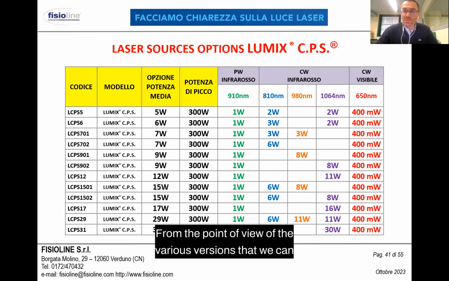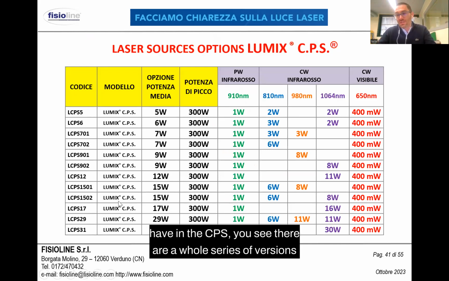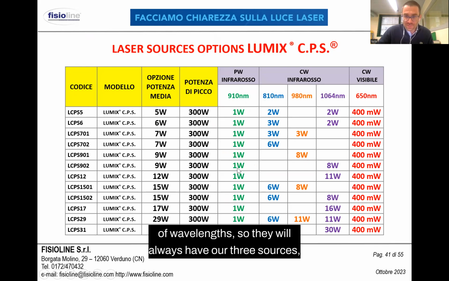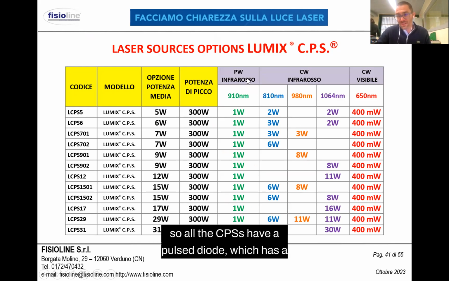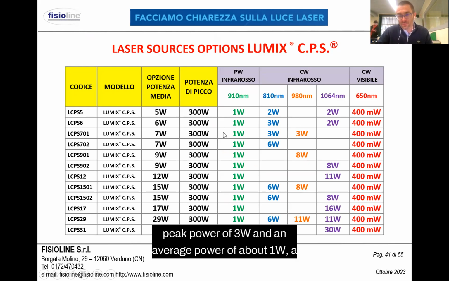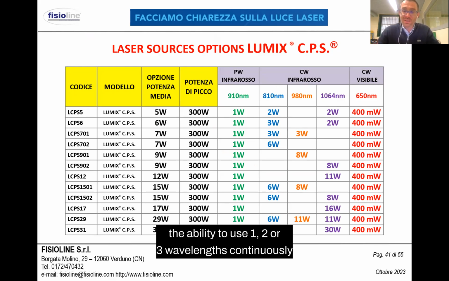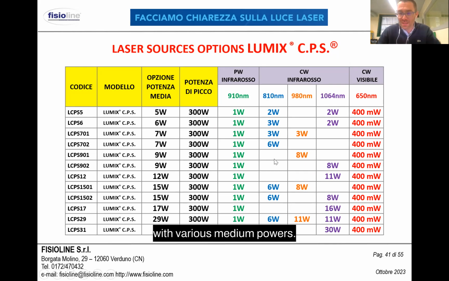From the point of view of the various versions that we can have in the CPS, you see there are a whole series of versions that change depending on the average power and the number of wavelengths, so they will always have our 3 sources. So all the CPSs have a pulse diode, which has a peak power of 3 W and an average power of about 1 W, a 400 mW therapeutic red diode, and then we can have the ability to use 1, 2 or 3 wavelengths continuously with various medium powers.